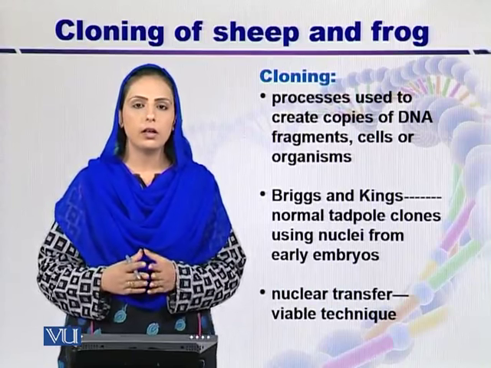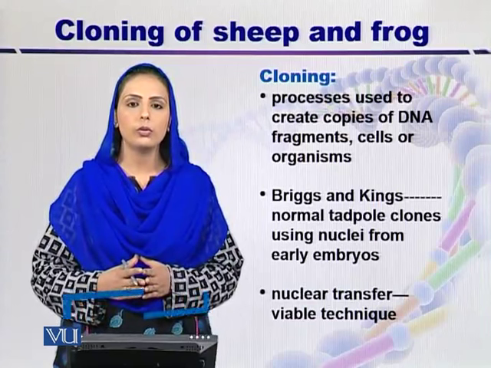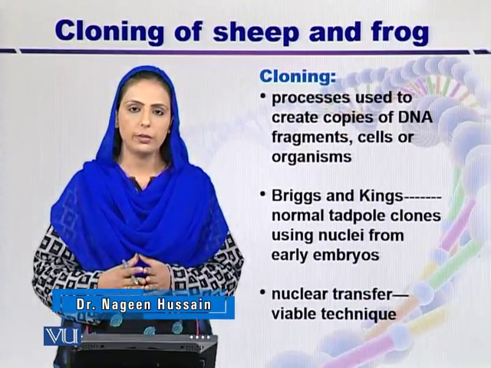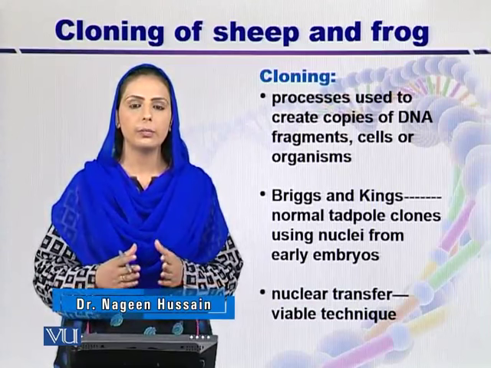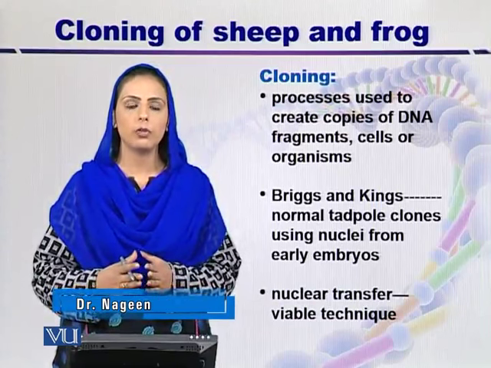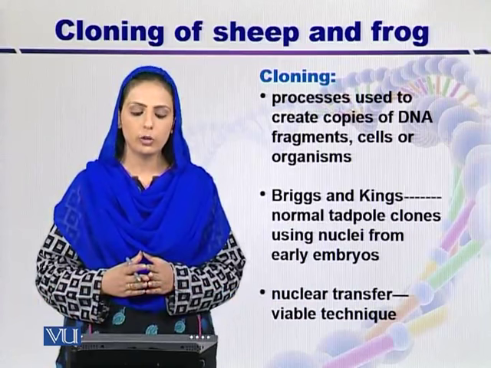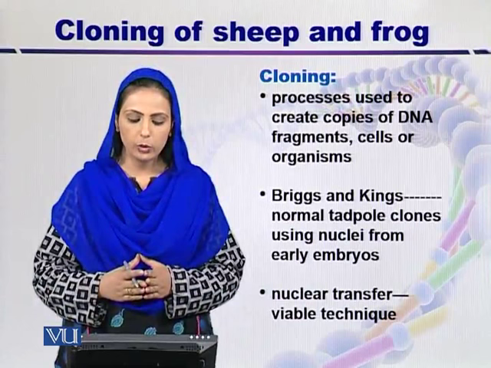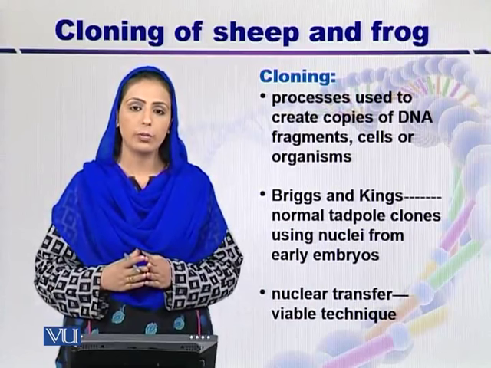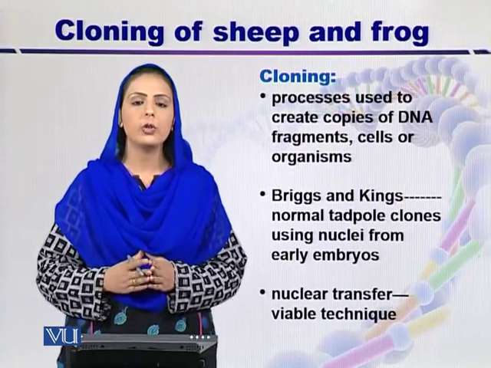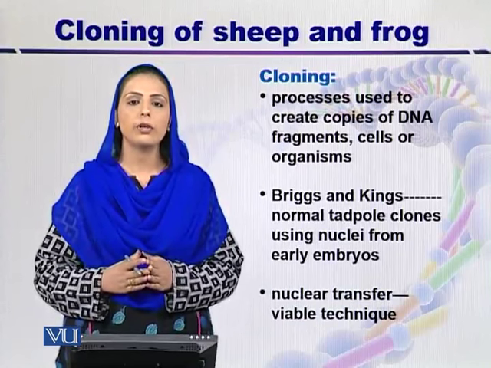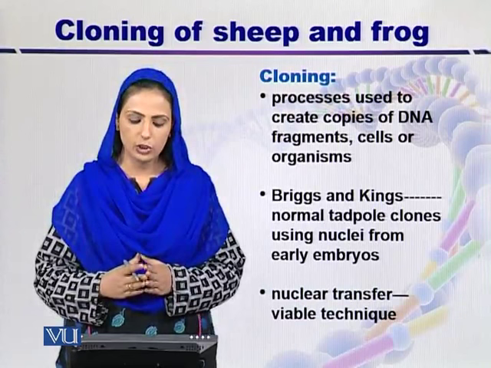Now the first organism that was cloned was a unicellular organism named sea urchin. Later scientists performed experiments on frogs and on sheep for cloning. Briggs and King produced normal tadpole clones by using nuclei from early embryo, and they used a technique known as nuclear transfer technique, which is one of the viable techniques of genetic engineering.